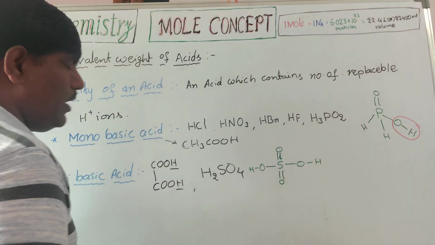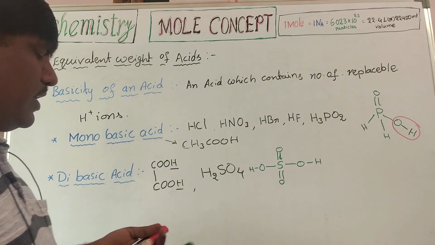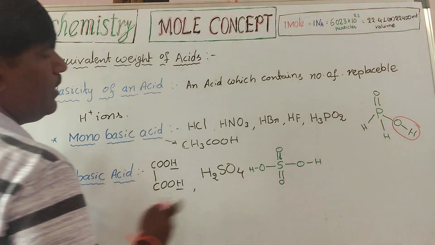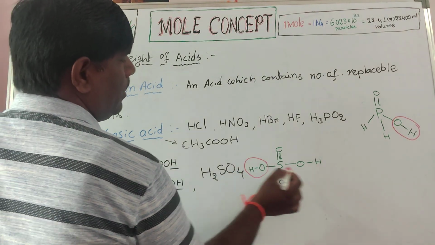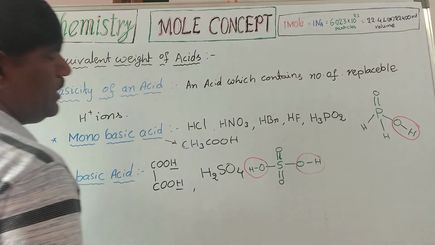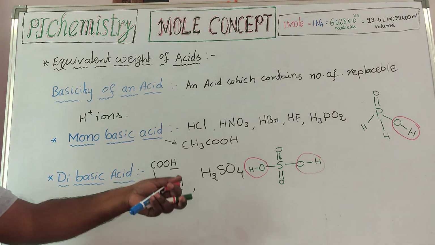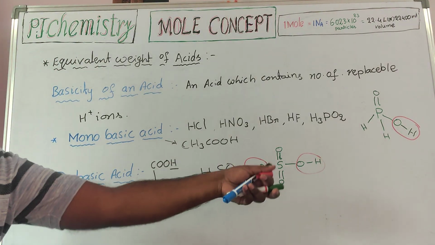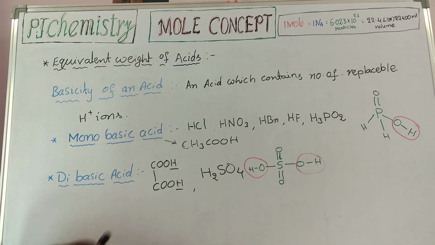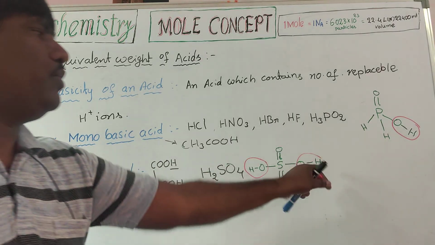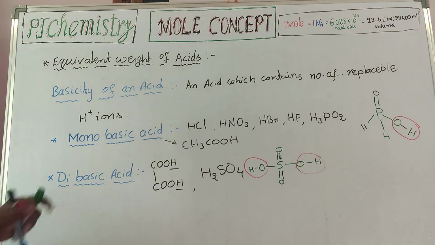So total how many replaceable hydrogen ions are there along with oxygen? How many hydrogens are there? 2 are there. This side 1 and this side 1. They are the only replaceable hydrogen ions in sulfuric acid. So the basicity of sulfuric acid is 2.